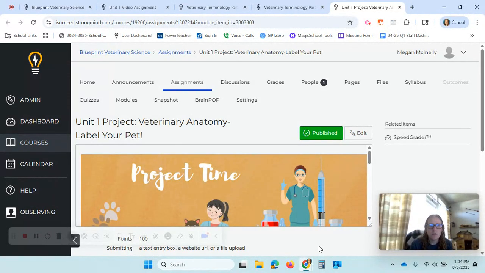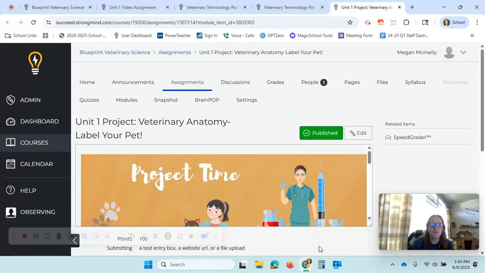Hey everybody, so here we are in our first project of our course. So Unit 1 project is on veterinary anatomy, label your pet. I wanted to do something fun and incorporate your pets if you have them. I hope you do. If you don't, you can substitute with a stuffed animal, and here's one of mine. I didn't plan that. So label your pet.